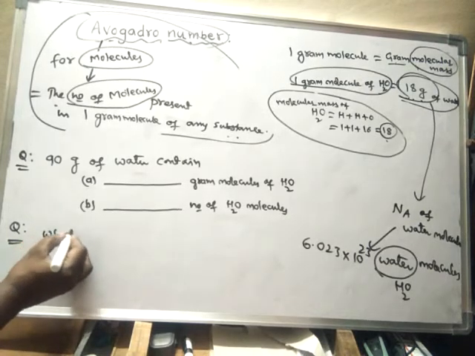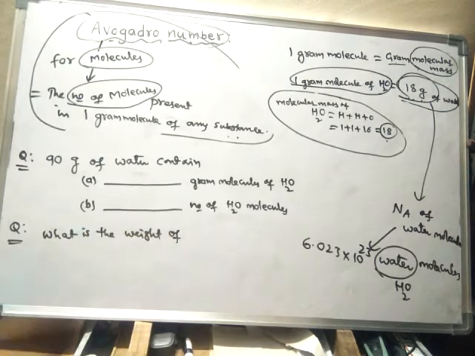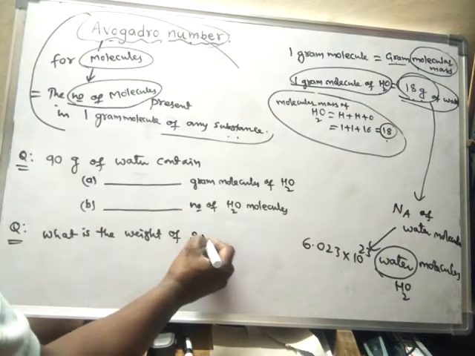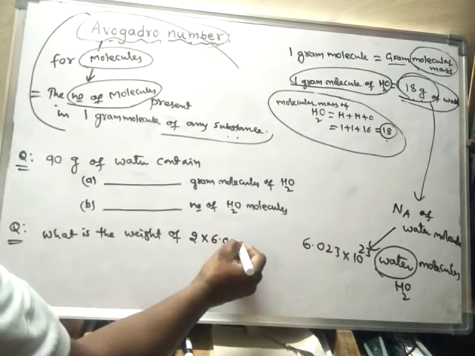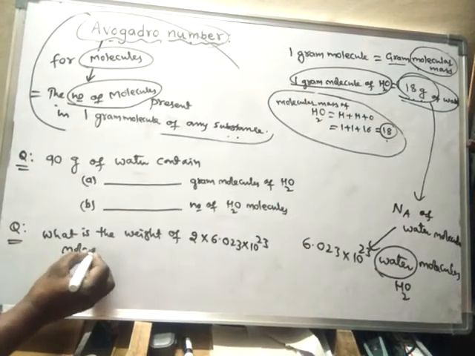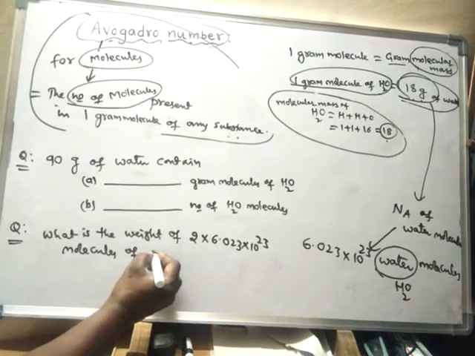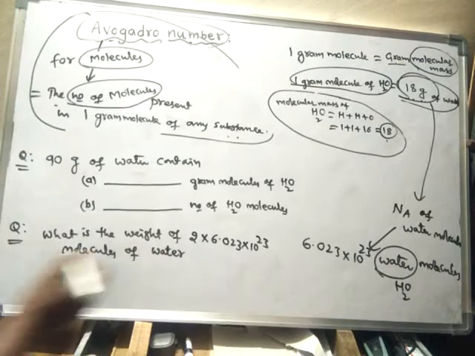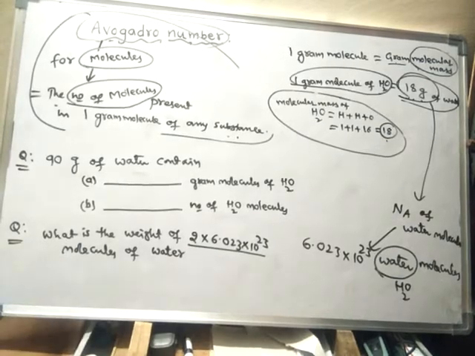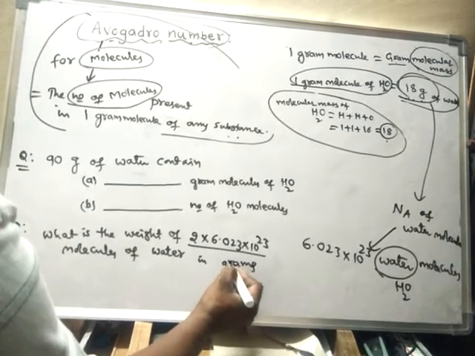What is the weight of 2 into 6.02223 into 10 to the power of 23 molecules of water? What is the weight of these many molecules of water in grams? In grams. Another question.